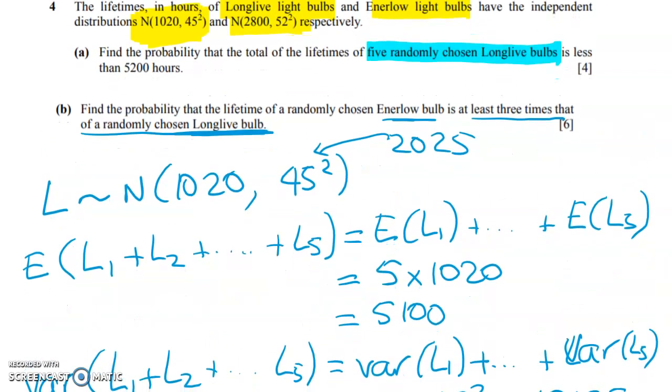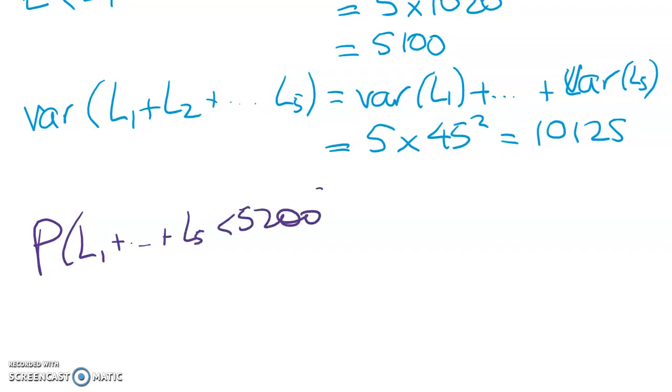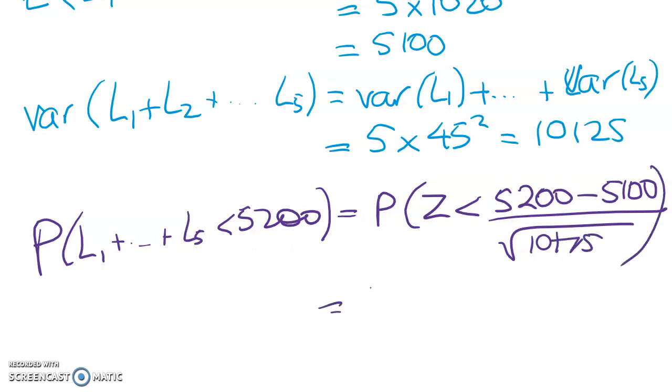So now we're ready to go. What we're looking at is the probability that the total of the lifetimes is less than 5,200 hours. So we want the probability of this, and we're standardizing. We take our value that we're interested in, 5,200, we subtract off the mean, and we divide by the standard deviation. We figure out what that number is, and we turn to our Z table. So we get Z is less than 0.99.